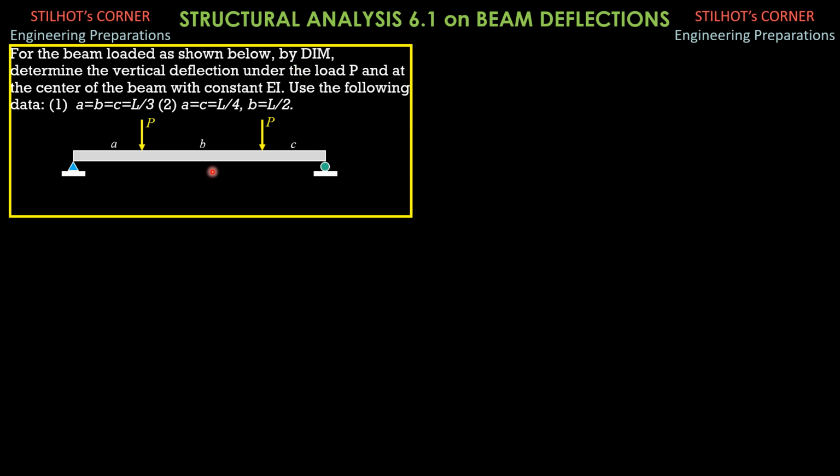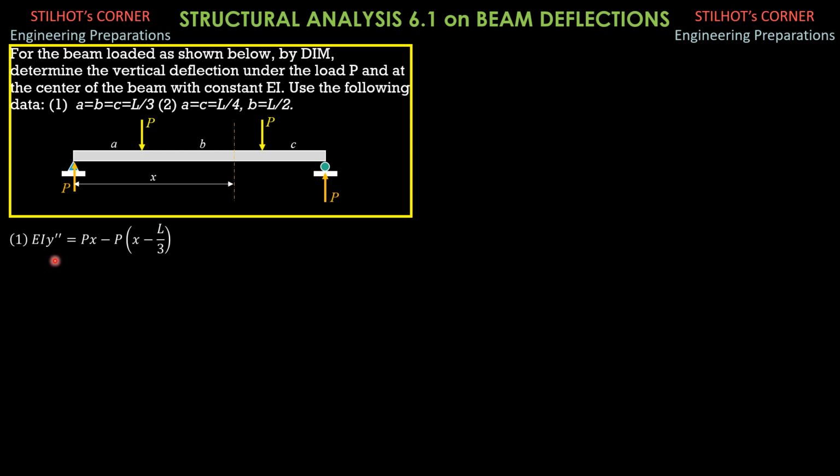So because of symmetry, A is equal to B equals C equals L over 3, then the reaction at the left support would be P as well as at the right support P. Then, because of symmetry, the deflection at the center would be maximum, and the slope there is expected to be horizontal or zero. So we don't need to section the entire beam, especially the last segment, only this portion here as shown in the figure. So EI y double prime equals P times x minus P times quantity x minus a, and a is L over 3 for part 1.